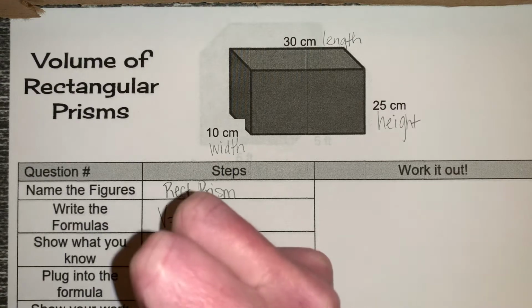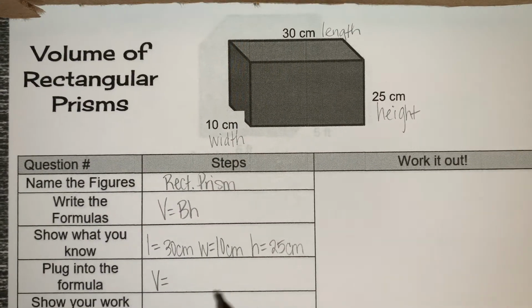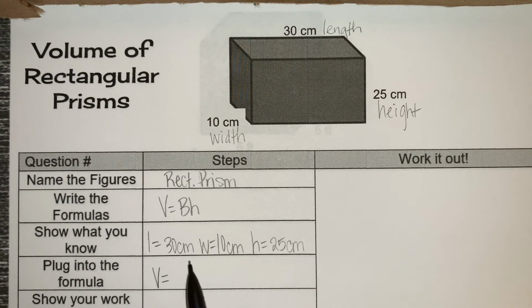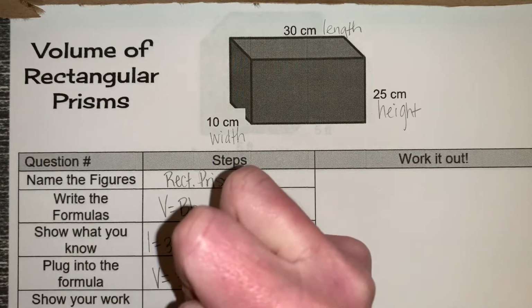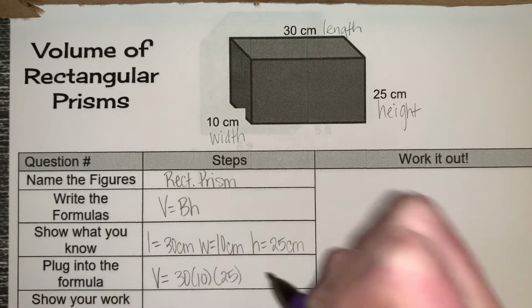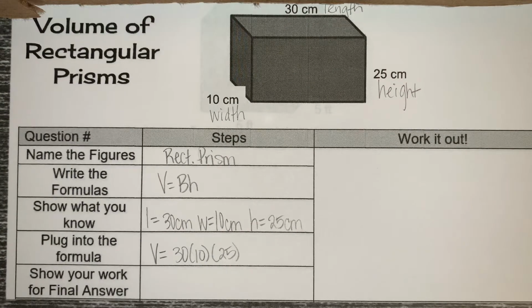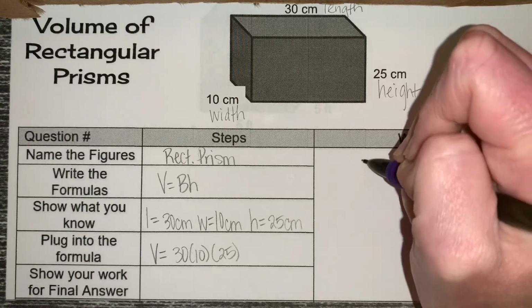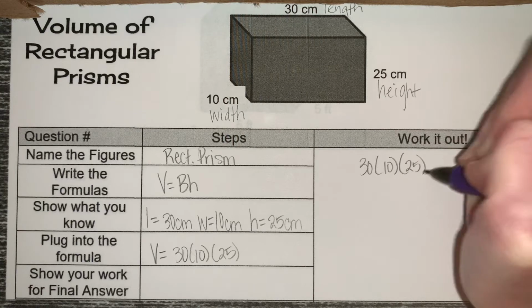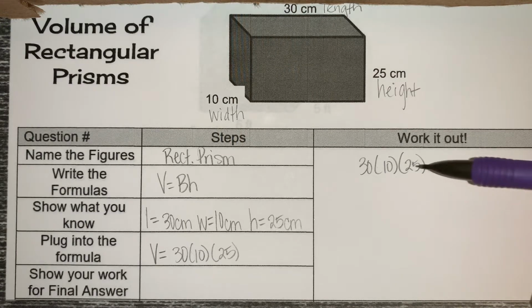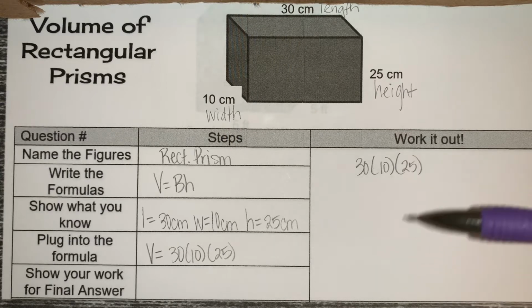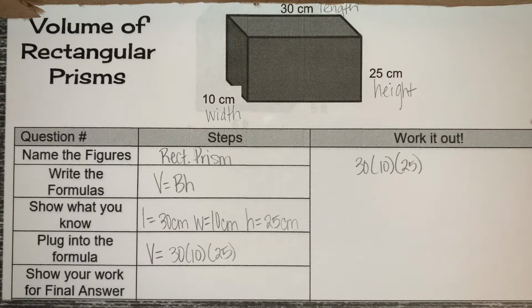When we plug that into the formula, we're going to put V equals, we're finding the area of the base. So we're going to multiply 30 times 10 times 25. So still multiplying length, width, and height. Again, separating it with parentheses, not using the multiplication sign. Because we're multiplying, we can change the order of the numbers. If you want to multiply 30 times 25 first and then multiply it by 10, you can do that. Whatever order you want to multiply them in, because the commutative property of multiplication says you can change the order of the numbers.